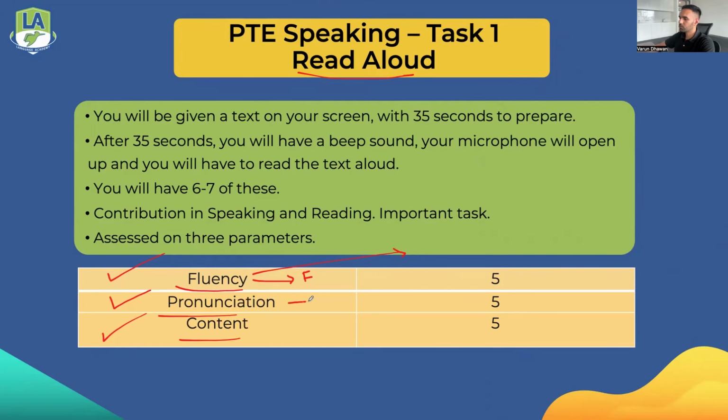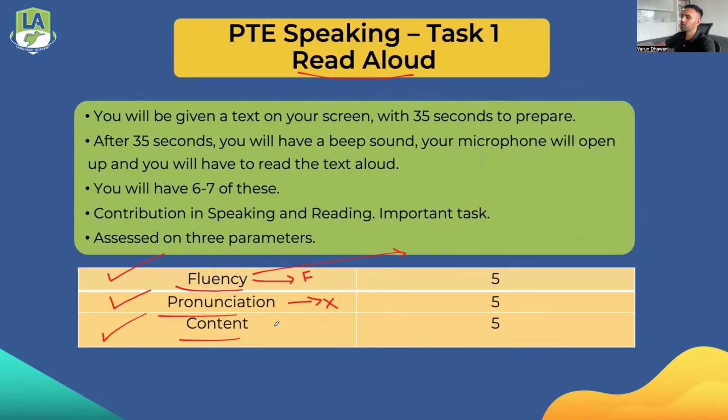Next is your pronunciation. Pronunciation is basically your clarity. You have to make sure whatever you pronounce is clear. It's not your accent. You do not have to imitate any kind of accent. You have to keep it natural, but make sure each and every word you speak is clear and understandable.